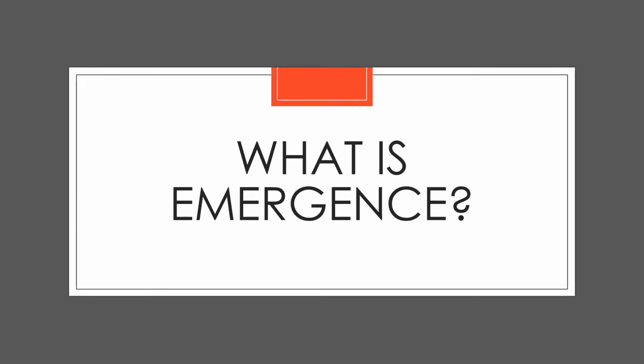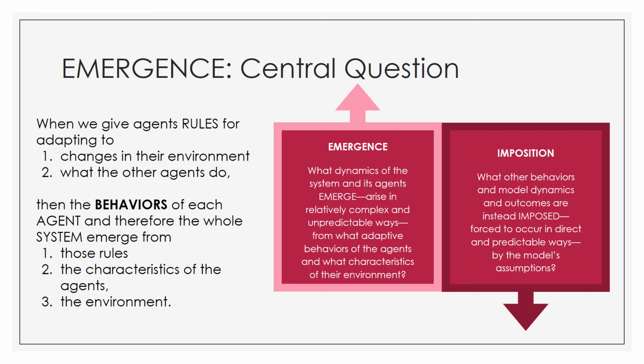So, what is emergence? Let's start with a definition. One of the most important and unique characteristics of ABMs is that complex, often unexpected dynamics at both the individual and system levels emerge from how we model underlying processes. When we give agents rules for adapting to changes in their environment and to what the other agents do, then the behaviors of each agent, and therefore the whole system, emerge from those rules, the characteristics of the agents and the environment. Emergence, therefore, is the most basic concept of agent-based modeling.